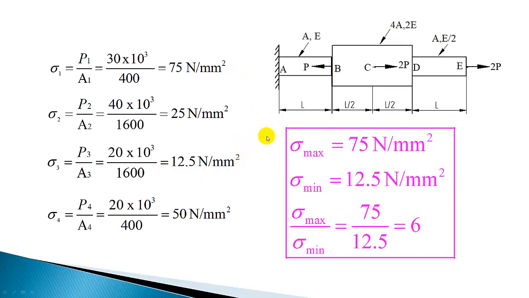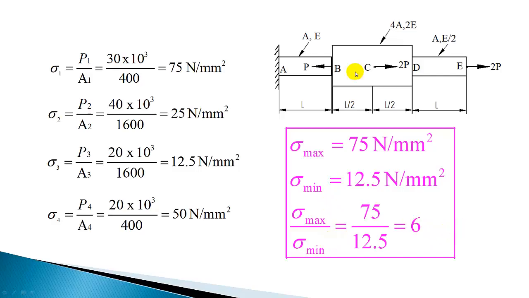Now you can find out the ratio of this maximum to minimum stress. So maximum stress, given by sigma max, is 75 Newton per mm square, and minimum stress is 12.5 Newton per mm square. Now the ratio of this maximum to minimum you can find out. That is a part of the question. So 75 by 12.5 will give 6. So the ratio of maximum to minimum stress is 6.